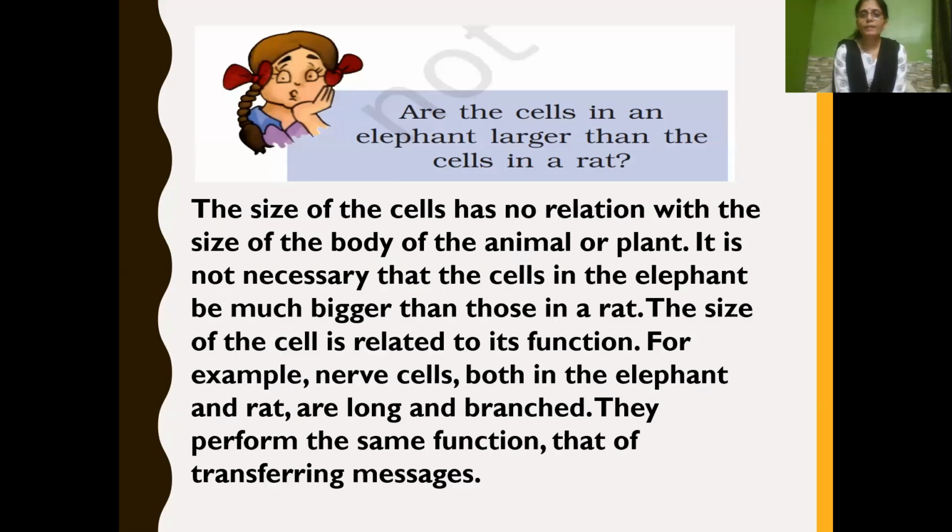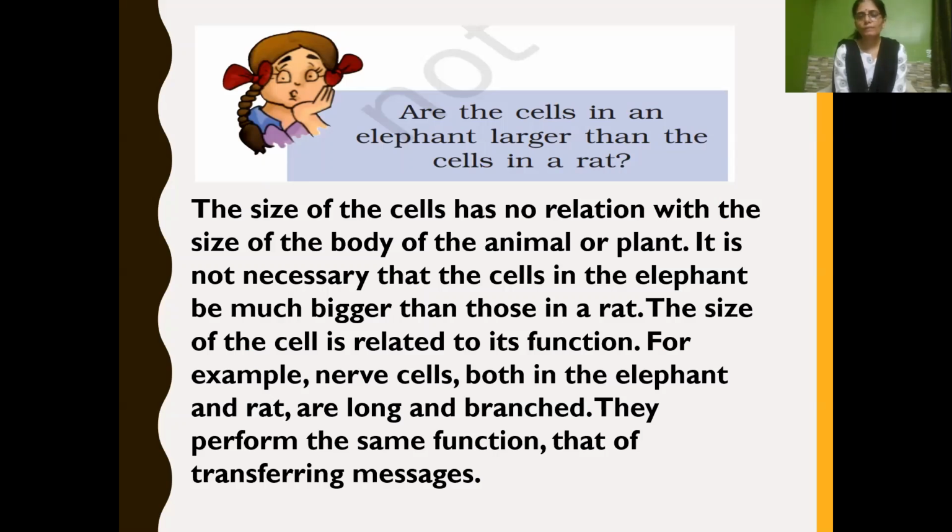Are the cells in an elephant larger than the cells in a rat, because the elephant is a huge animal compared with the rat? Is it so? The size of the cell has in no way any relation with the size of the body of the animal or plant. If an elephant's body is huge, it doesn't mean the cells are also big. It is not necessary that the cells in the elephant be much bigger than those in a rat. The size of the cell is related to its function. The size and the shape of the cell is related to its function.